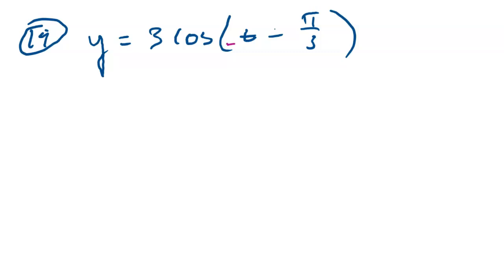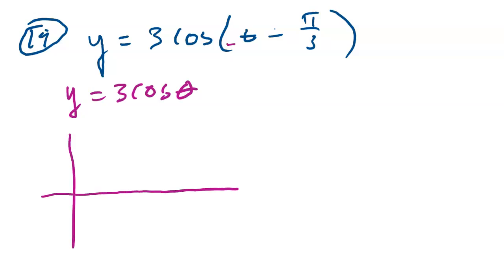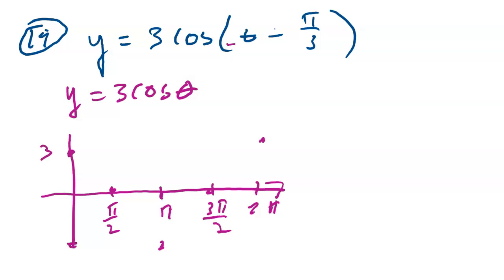So I'm gonna graph our regular cosine function. Y is equal to 3 cosine theta, and then I'm gonna shift that. So here's 2 pi, here's pi over 2, and here's 3 pi over 2. And then I'm going to plot the cosine here. Cosine will look like this. And again, this will be 3 and negative 3 as my amplitude. And I'm just going to draw this in lightly.